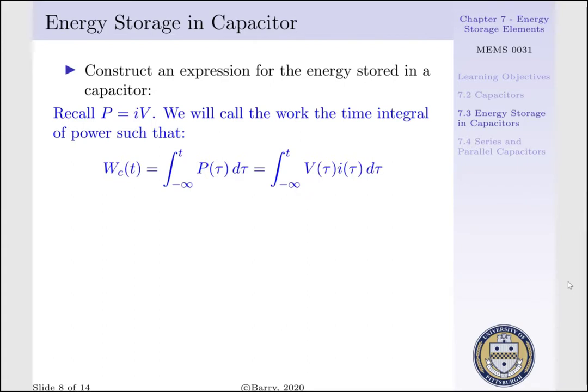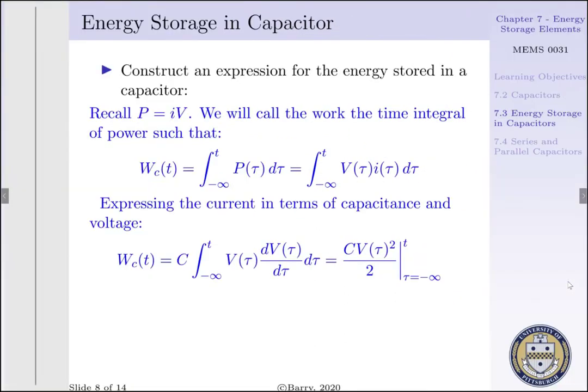Now, work is a time integral of power, such that the work of our capacitor is equal to the integral from negative infinity to t of p of tau d tau. If we substitute IV for P within our integral, our energy stored within our capacitor is equal to the integral from negative infinity to t of v of tau i of tau d tau.